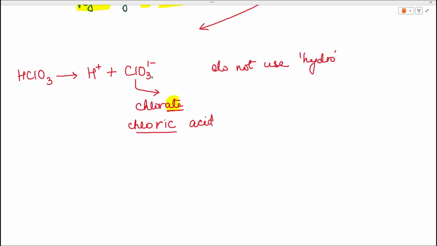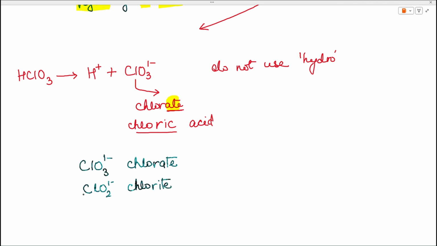Chlorine in combination with oxygen can exist in the form of different polyatomic ions. So let us look into that. ClO3 with a 1 negative charge is called chlorate. If we reduce one oxygen from here, it becomes ClO2 with a 1 negative charge. So we are not changing anything. The only thing I did over here is reduce one oxygen. So instead of calling it chlorate now, this is called chlorite.